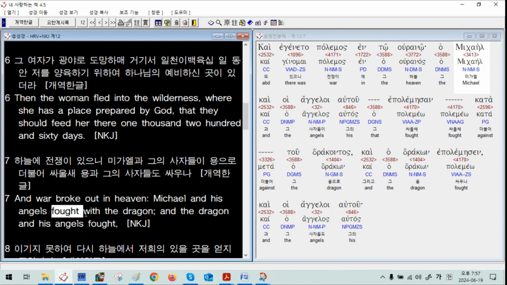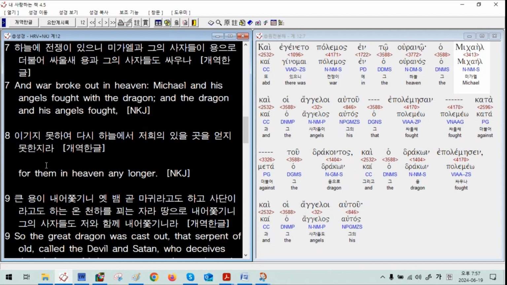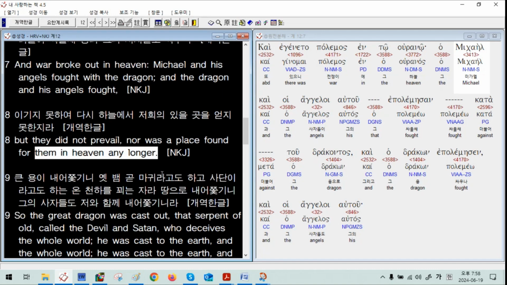So Michael and his angels fought with the dragon, and the dragon and his angels fought. So they did not prevail. Who? The dragon and his messengers, they did not prevail. So baby Jesus is born, and 2 heavens becomes 1 heaven. I have a full distinction, full recognition, of who is acting like the heaven. So they did not prevail, nor was a place found for them in heaven any longer.